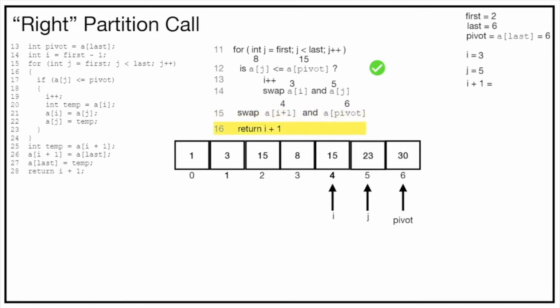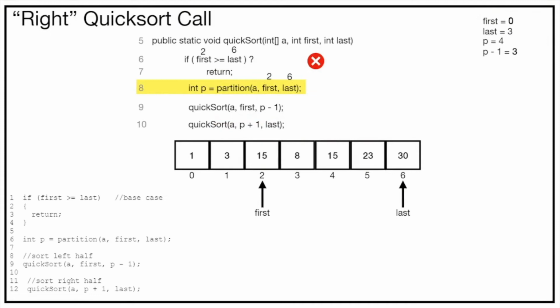Then we return I plus 1, which is 4. If we take a close look at our array now, the separation of the two groups is becoming clearer. Numbers less than the pivot are on the left side, and numbers larger than it are on the right. The next step that follows our recursive case is calling quicksort on the left half. We pass array A, 0 for first, and 3 for p minus 1.